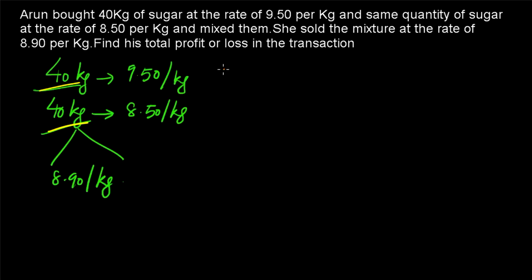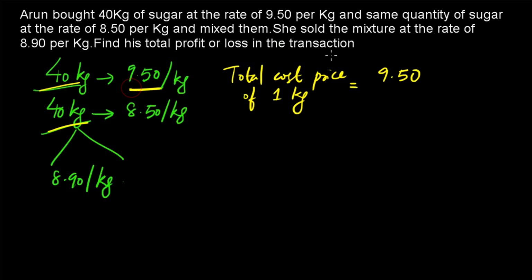So what we can do is take the total cost price for 1 kg. What is the cost of 1 kilogram here? 9.50. And what is the cost of 1 kilogram here? 8.50. So 9.5 plus 8.5 divided by 2. When he is mixing 1 kilogram at the rate of 9.5 per kilogram and another kilogram at the rate of 8.5, 2 kilogram will be there. So what will be the cost price of 1 kg? 9.50 plus 8.50 divided by 2.